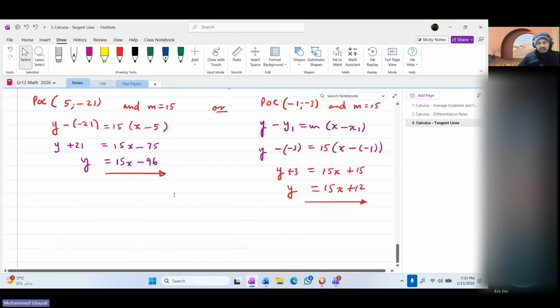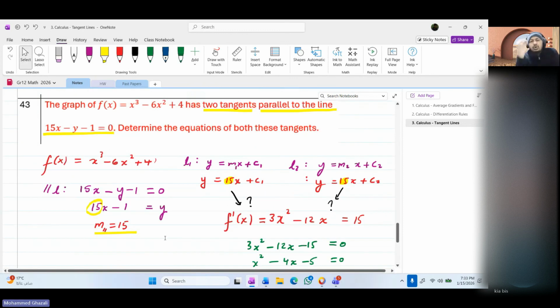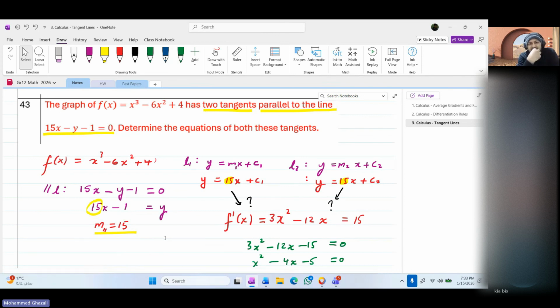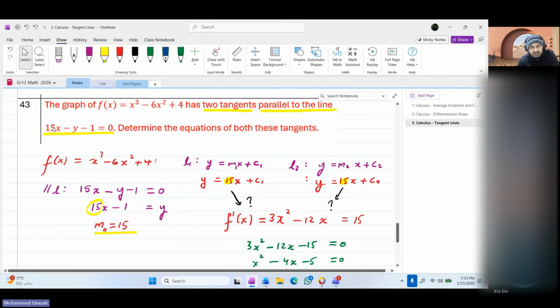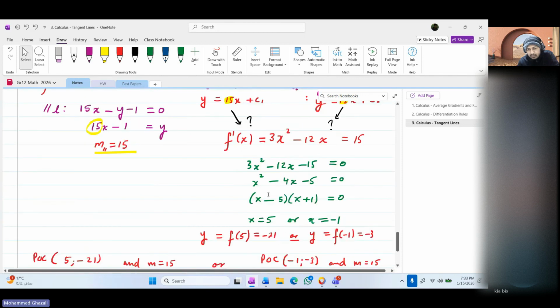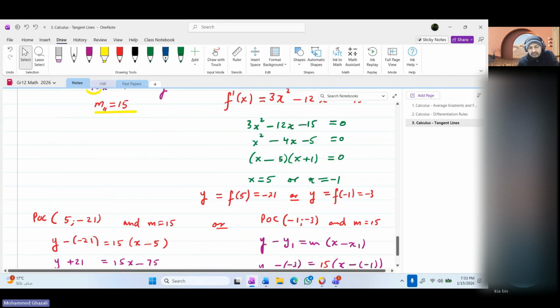Are we good? Now you can't use delta here. You have to solve it. So what did we do? First we read the question. They want the equation of both these tangents. The tangent lines were parallel to this line, so we found the gradient of this line. We said the gradient is 15. How did we get the gradient? The gradient is just f prime x. F prime x is the gradient function, so we can get the x value by equating it. You get the 2 x values, get the points of contact, we have the gradient, find the equation of the line. So it's a little bit of analytical geometry involved in here.